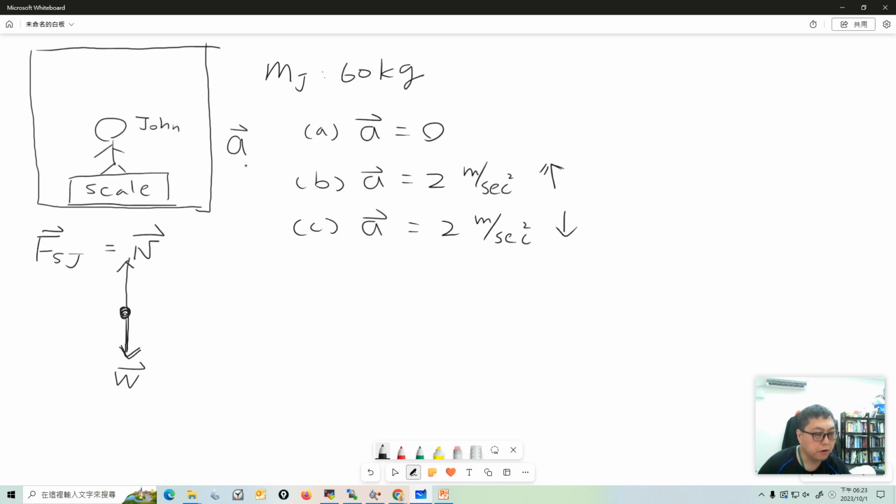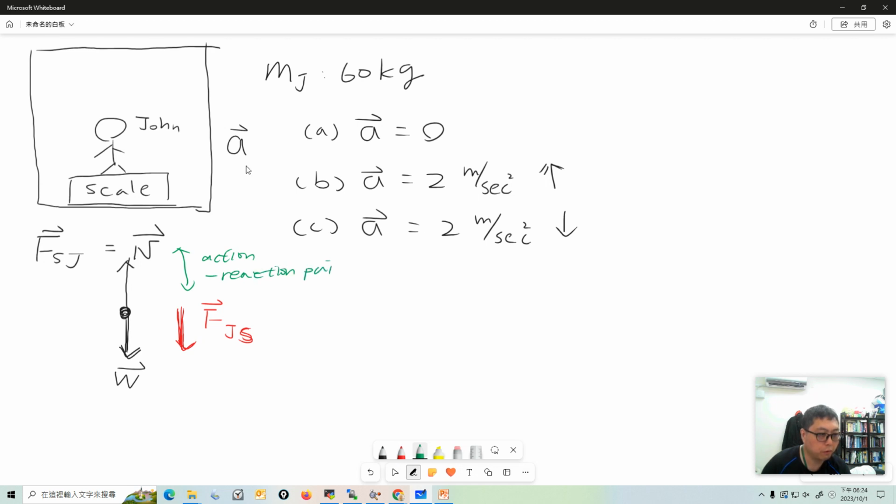So how does the scale show the reading? Because the scale feels an equal and opposite force from John. This force is from John to scale. Because the scale has a normal force on John, at the same time John also has a force on the scale. So this is equal and opposite. This is an action and reaction pair.